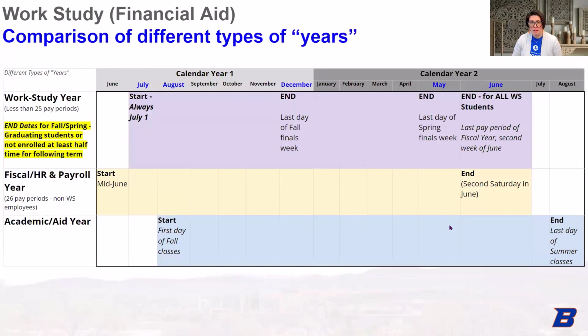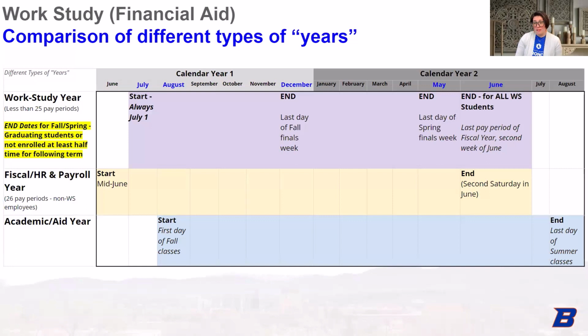Real quick visual of years. The reason this is important is because it doesn't align fully with one or the other. We always start work study on July 1st. So students can start working for the upcoming year as long as they are enrolled at least half-time for fall. If we show that they're enrolled at least half-time for fall already, then they can start working on July 1, before the school year starts.